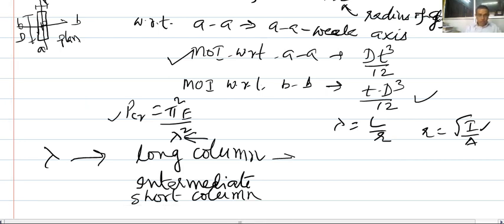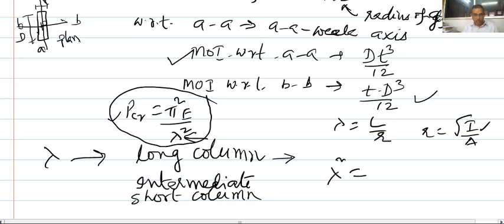Let us look at this particular equation again. What will be my critical lambda, at which the column just buckles, still stable, not buckled at all? That means lambda square is equal to pi square E by PCR. Just buckled, it is critical, means I will say Fy, or sigma y, the yield stress.